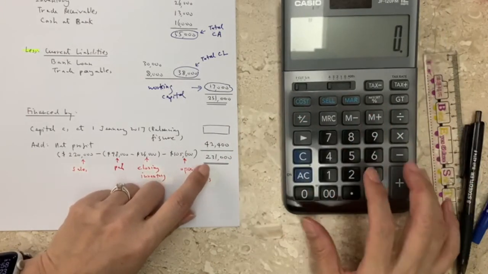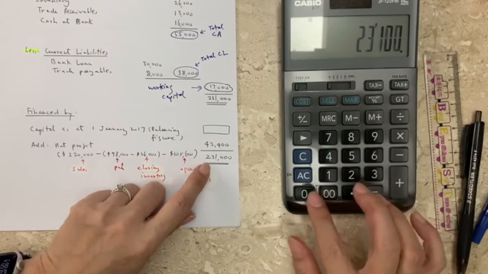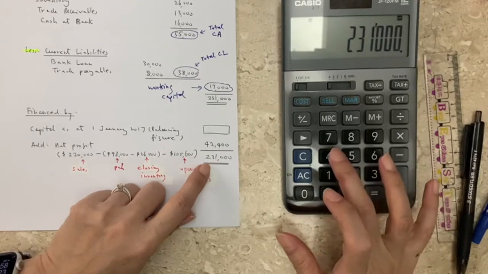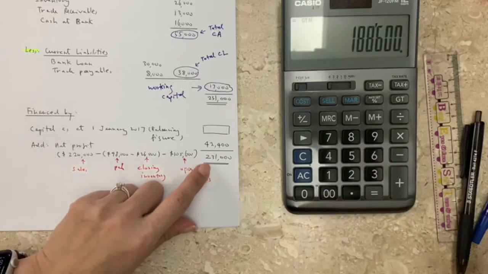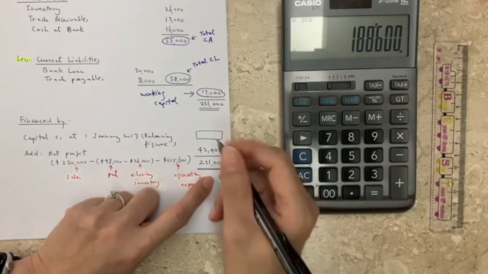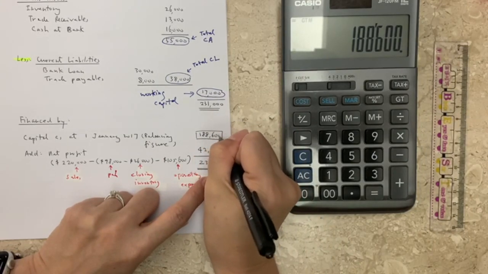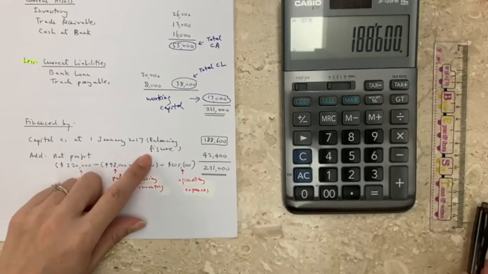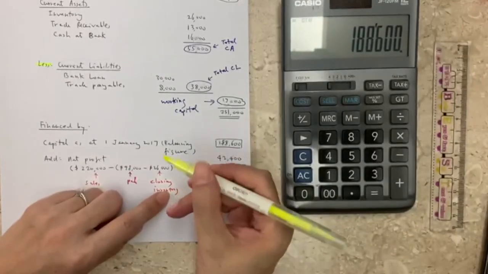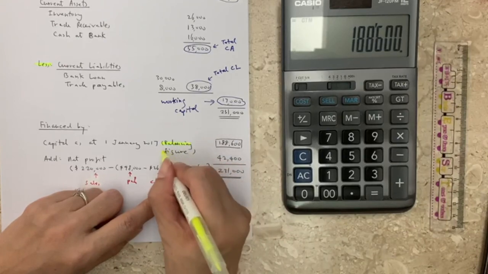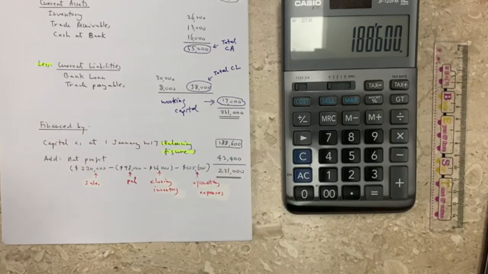Then we can work out another unknown for opening capital. All right, so the final answer for opening capital will be 188,600. Okay, this is the balancing figure again to work out opening capital. Okay, so that's all about today's lesson.